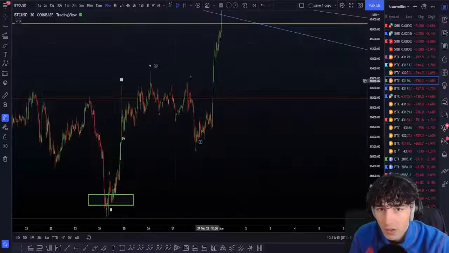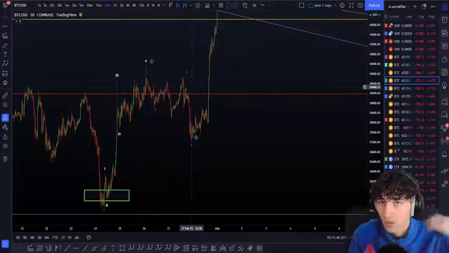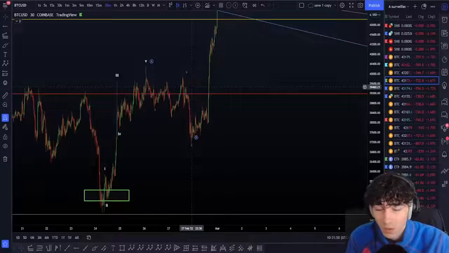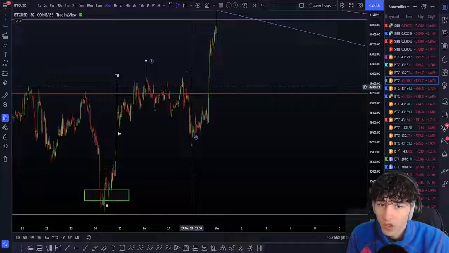I didn't trade it at the top because it was on the weekend. As always, on the weekend, I'm not here. I'm here during the week. On the weekend, I take a break. I rest a bit.